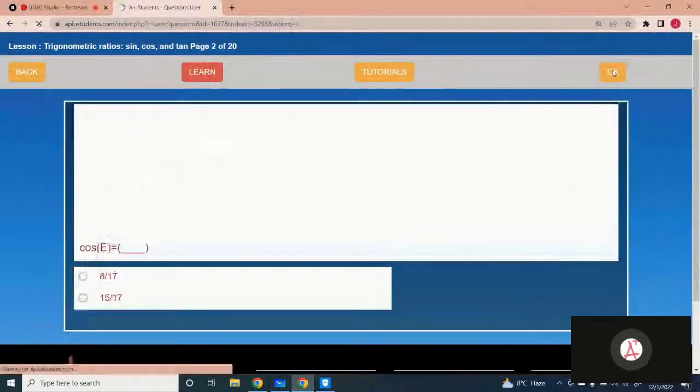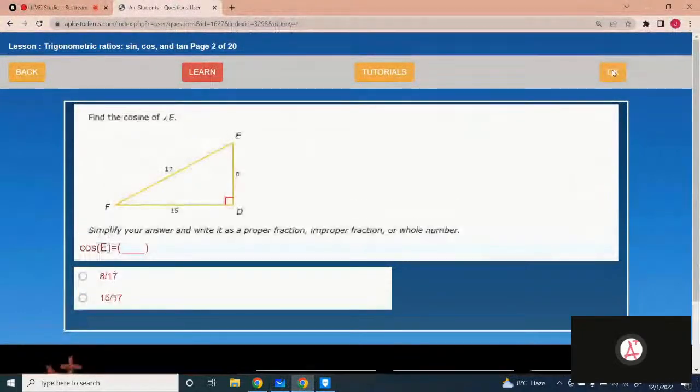Okay, for the next one, you have to find cos of angle E. So the cos of angle E would be the adjacent divided by the hypotenuse.